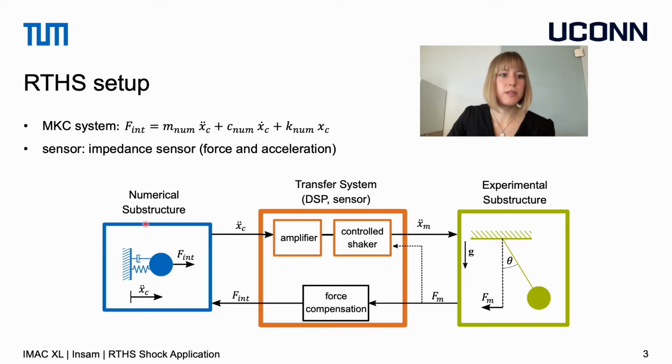The mass spring damper system then outputs a motion command for our electrodynamic shaker. In our case, this is an acceleration command. We selected the acceleration command because we use an amplifier that outputs current, and the shaker acceleration is proportional to a current input. As you can see, there is also a force compensation module in our RTHS block. And let me explain the reason for this force compensation block on the next slide.